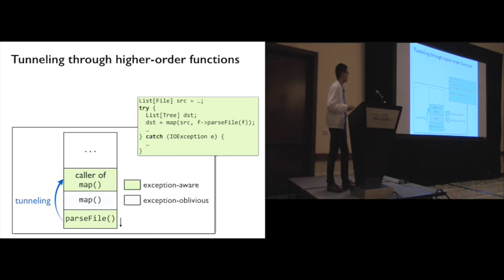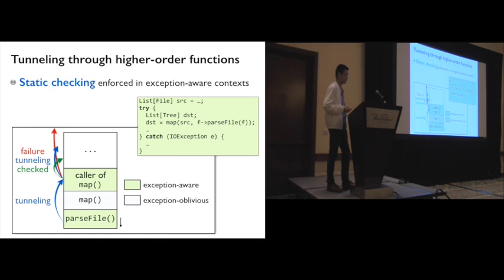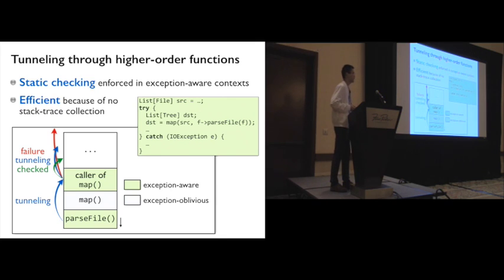Alternatively, this exception could be rethrown to the caller of map, or be converted to a failure, or be tunneled again if the caller of map was itself passed as an argument to some exception oblivious code. No matter what happens, exception handling is statically enforced, and throwing and catching exceptions is efficient because it does not incur the outrageous cost of gathering a stack trace.